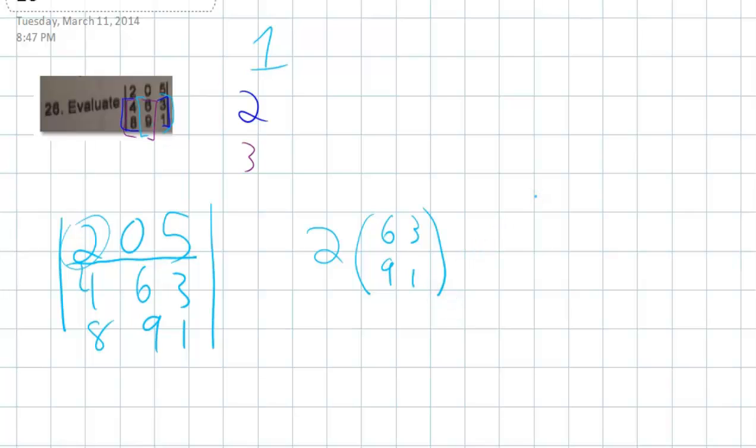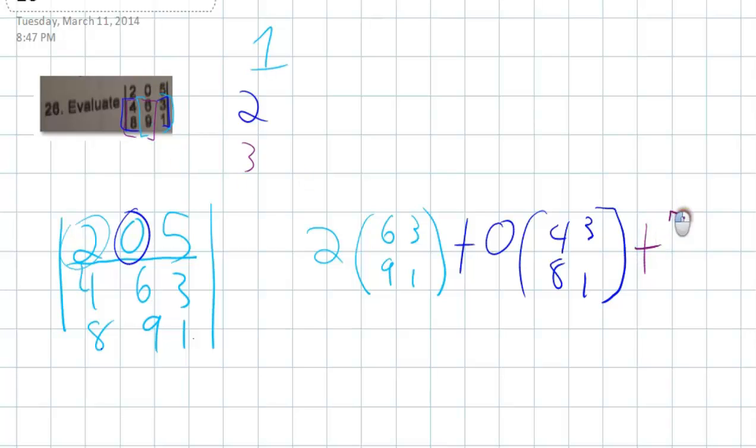Okay, and then moving on to the next color, we're going to use a 0. So it's 0 times, and then it's going to be the outer edges. So it's going to be 4, 8, 3, 1. And lastly, it's going to be this right here. We're going to use the 5 now, and it's going to be this corner over here this time. So 4, 8, 6, 9.